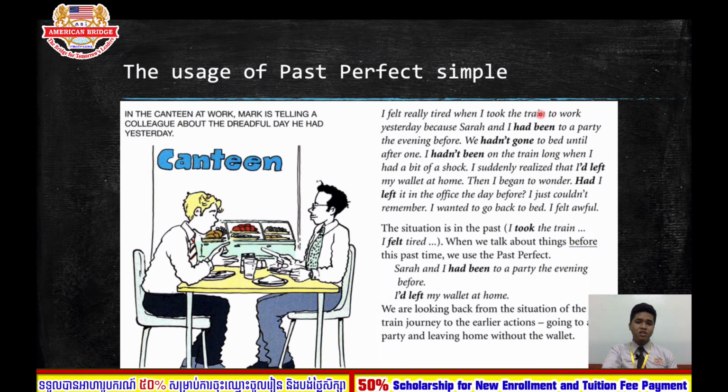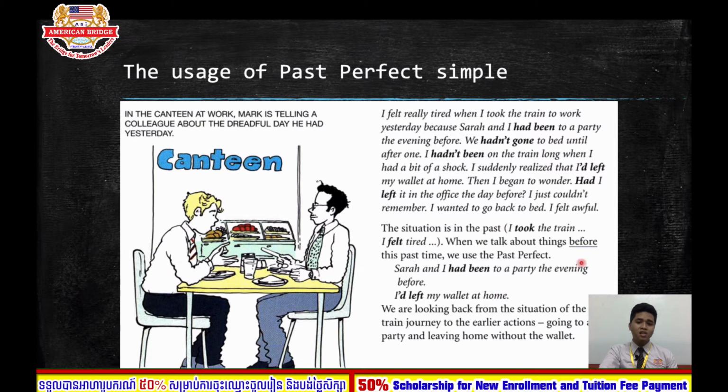In this situation, all of these happened in the past. We have took the train, felt tired, all of those happened yesterday. So when we talk about things before the past time, we use the past perfect. Look at the example: Sarah and I had been to a party the evening before, which means before he took the train, before he felt tired, he and his wife had been to a party. So had been to a party happened first in the past, followed by took the train and felt tired.